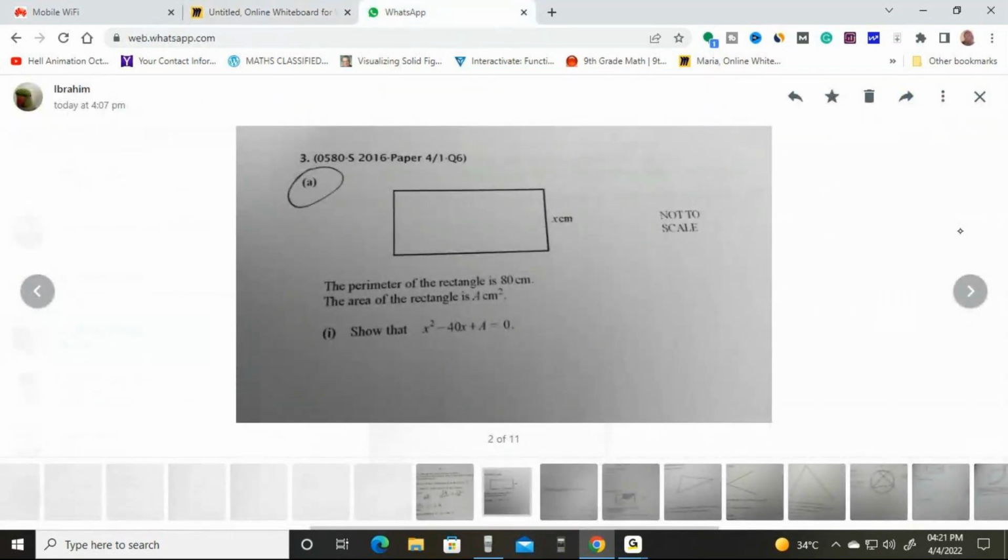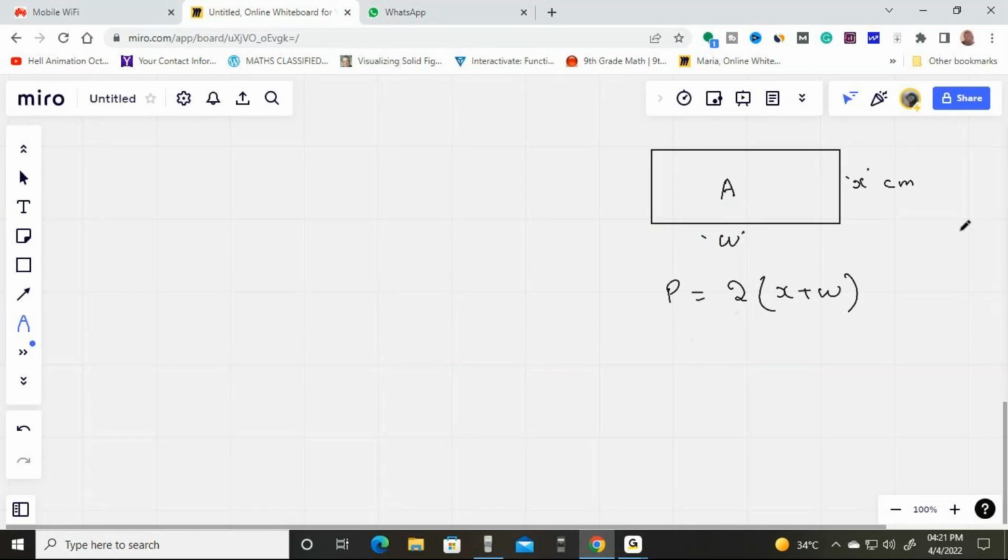So with the help of that, I can find out my w very easily. So 80 is equal to 2 times (x plus w). So 2 is going to cancel with 80, giving 40. So x plus w equals 40. So I come to know that w is 40 minus x. So this side is 40 minus x.